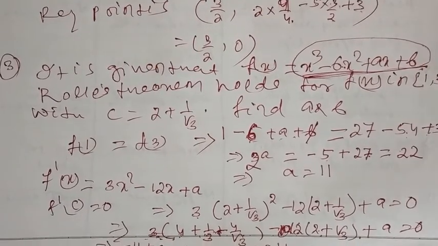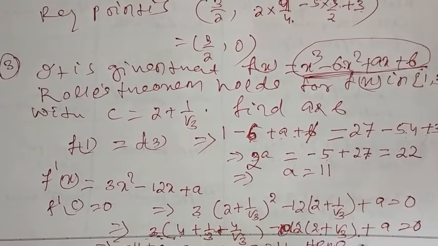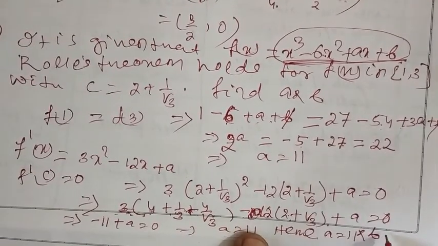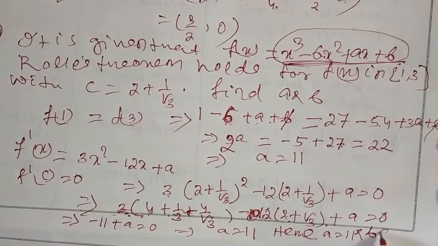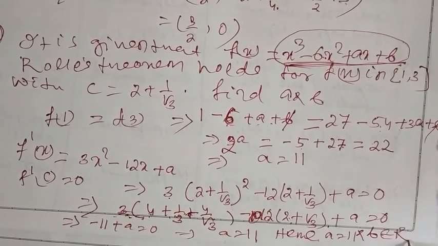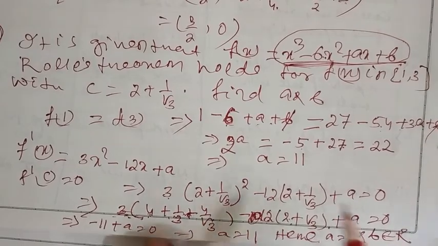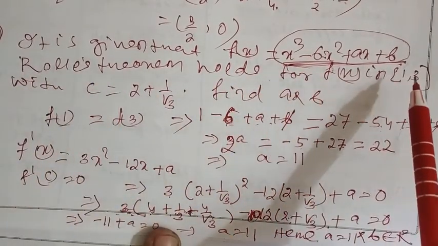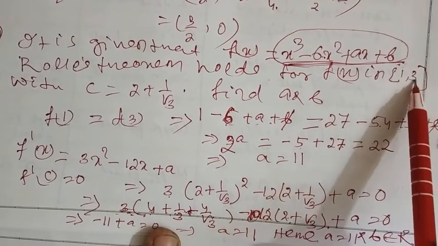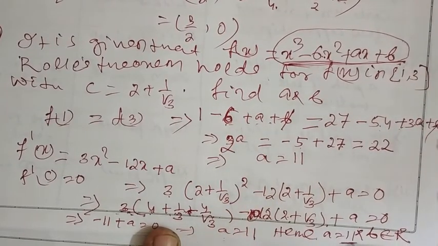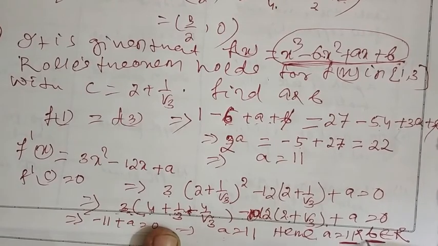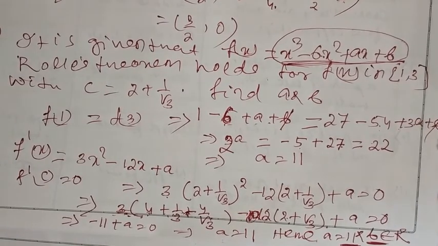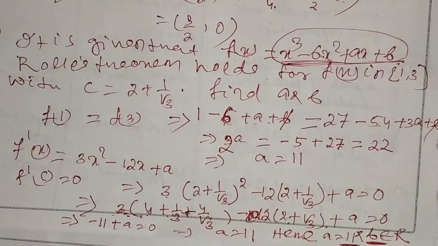This gives me a is 11. So we conclude a is 11 and b is any real number, so b belongs to R. Therefore, this function satisfies Rolle's theorem in the interval [1, 3] only when a is 11 and b is any real number. So, by this we conclude the mean value theorem.